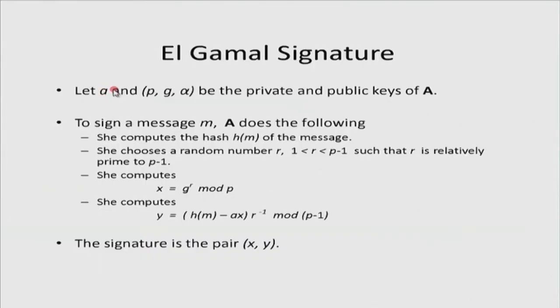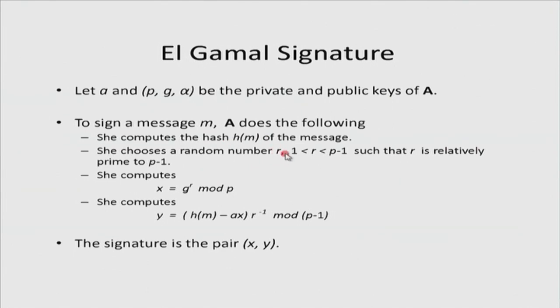Okay, and the final thing about the discrete log, can we use it to actually generate and verify signatures? So how do we do that? Once again, let A be the private key of this person A, and let her public key be the different parameters: prime number P, the generator g, and alpha, where alpha is equal to g raised to A mod P. To sign a message M, she does the following. She computes the hash of the message, h of m. We talked about the cryptographic hash yesterday. So she computes h of m.